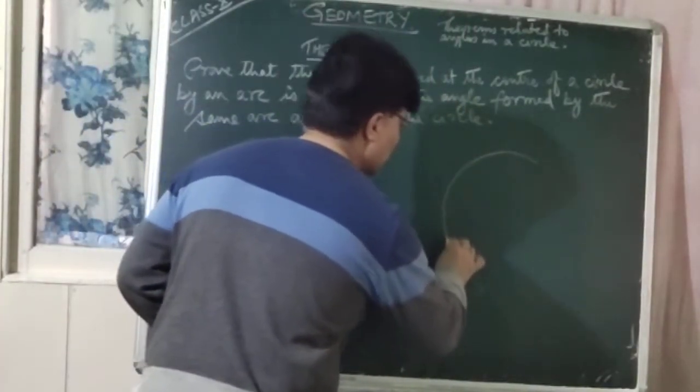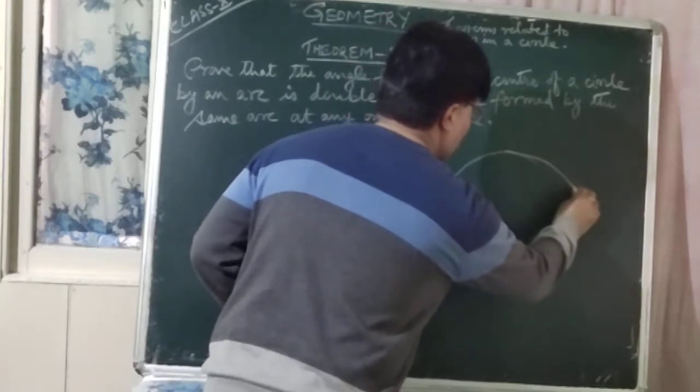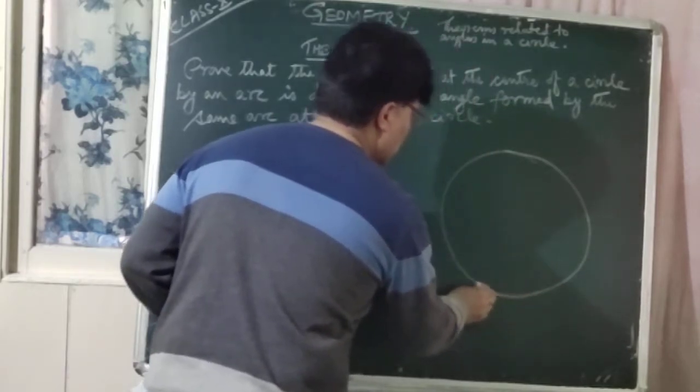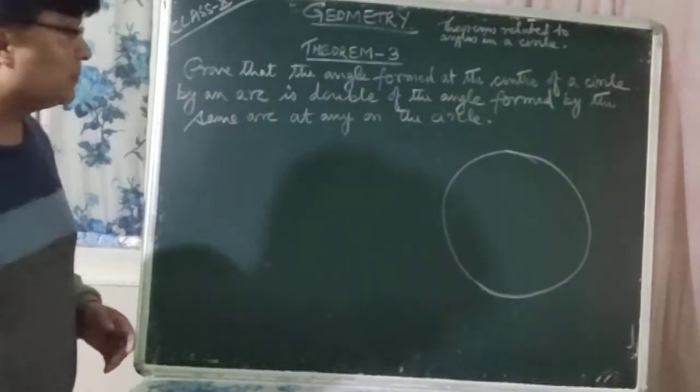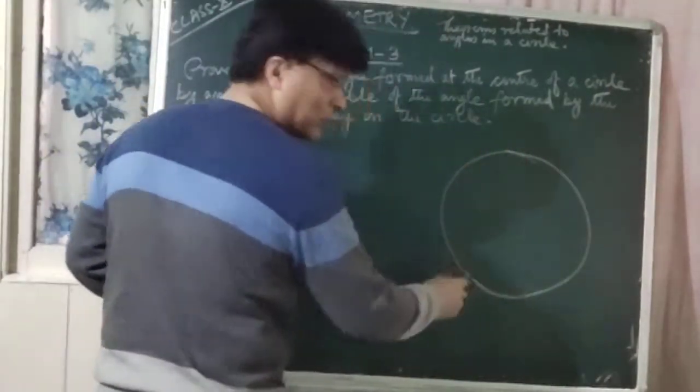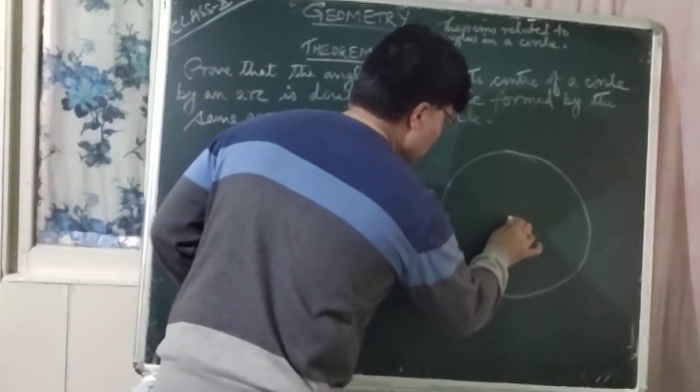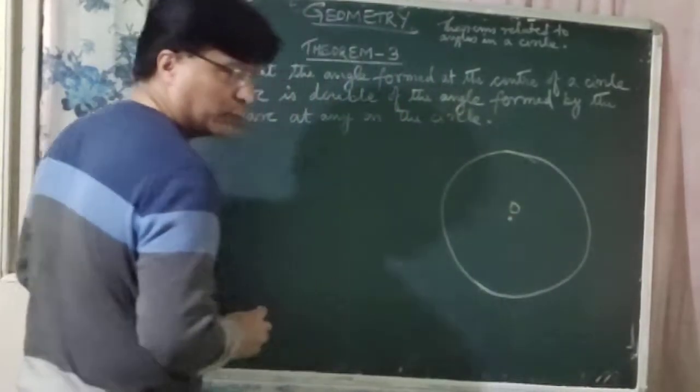So suppose this is a circle, right? But I already said, when you draw a circle, you have to use a compass and pencil, right? This is a circle. And this is the center of the circle.